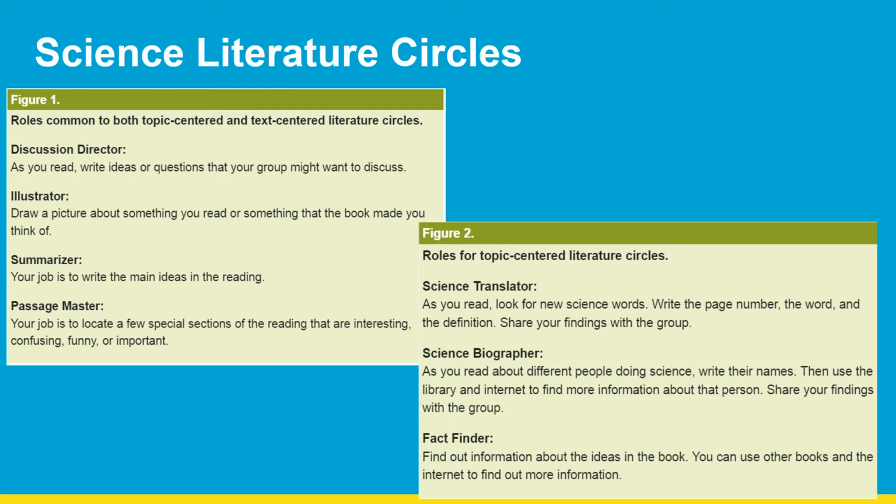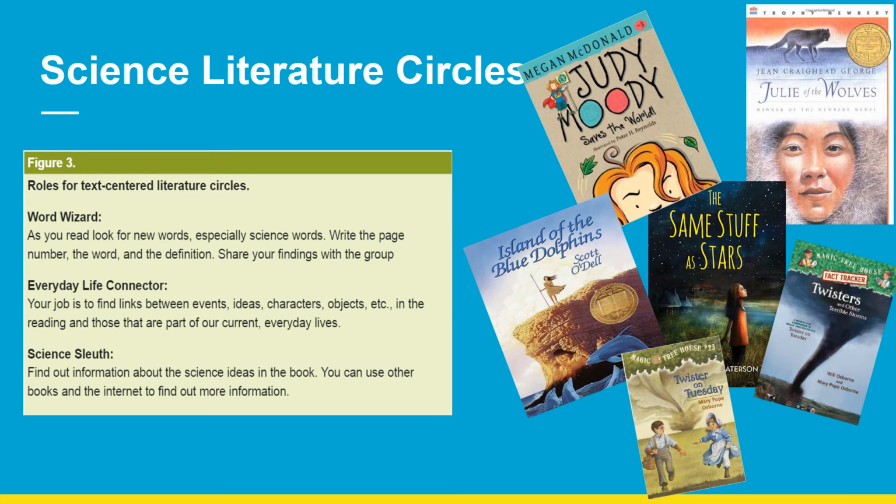Topic-centered literature circles focus on one topic, but the students may or may not read the same text. Text-centered literature circles focus on the same topic, and students all read the same book. Roles such as discussion director, illustrator, summarizer, and passage master are given to students in both of these literature circle types. Roles such as science translator, science biographer, and fact finder can be used in topic-centered literature circles. In text-centered literature circles, roles such as word wizard, everyday life connector, and science sleuth are suggested.